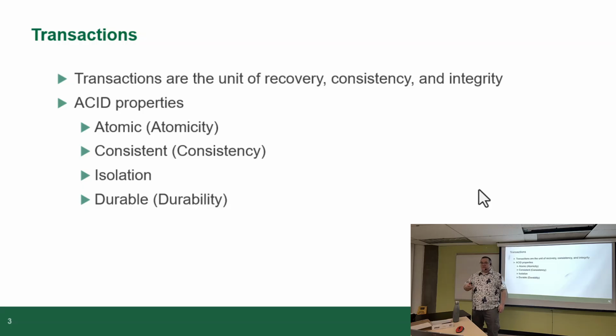A transaction is considered a unit of recovery, consistency, and integrity. There is an acronym, because there are acronyms in everything in computing. It's called ACID. A transaction has four properties. It's atomic. Sometimes you'll see it written as atomicity. I just go with atomic because my brain has a really hard time saying that word for some unknown reason. It's consistent, or consistency, isolation, and durable.